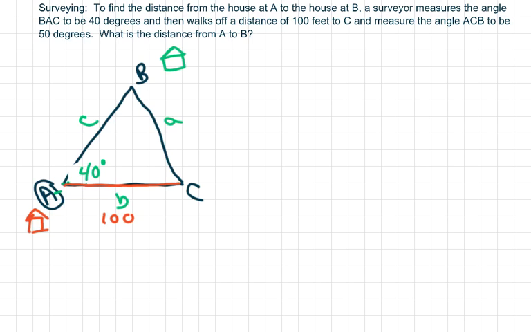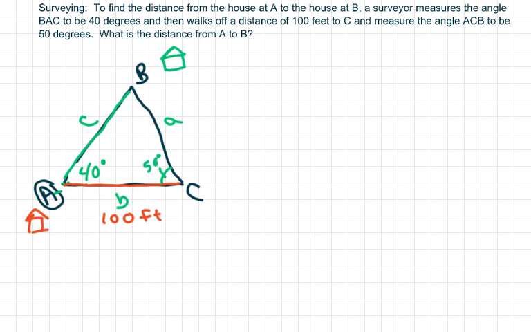100 feet and measures the angle of ACB right here to be 50 degrees. So now we want to know what this distance is here from A to B. And we're going to use the law of sines.